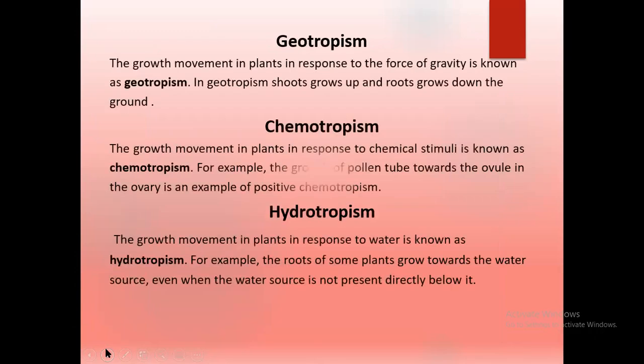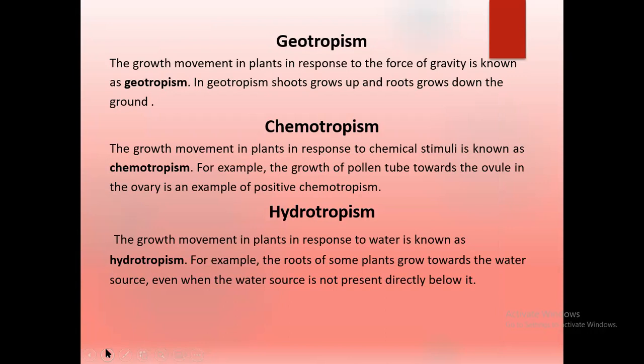Geotropism: the growth movement in a plant in response to the force of gravity is known as geotropism. In geotropism, the shoot grows up and the root grows downwards. So the shoot will show negative geotropism and the root will show positive geotropism.